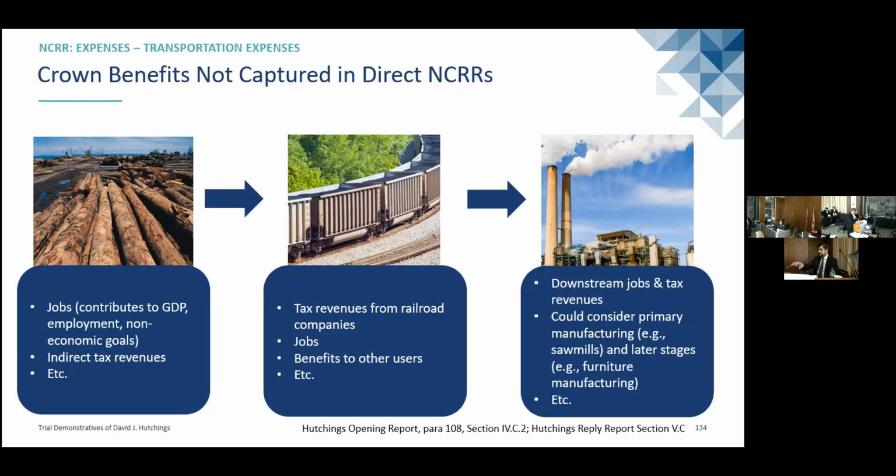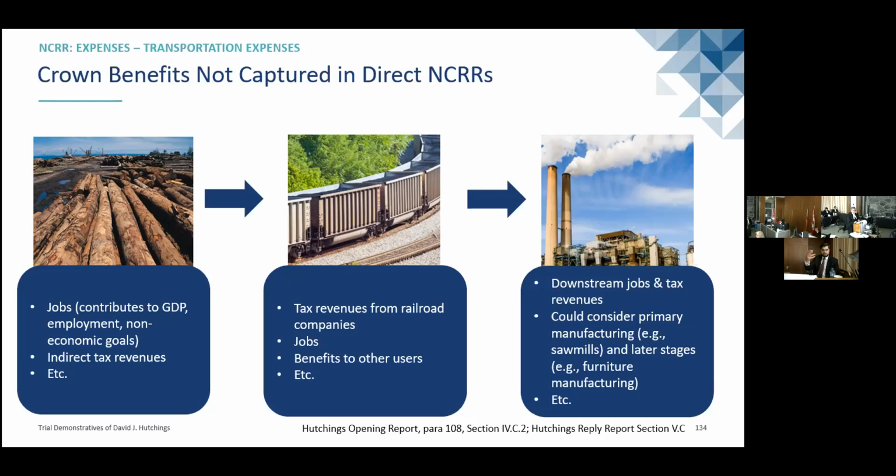Then there are downstream jobs and tax revenues as well. So additional manufacturing, etc. Each of these can provide benefits. Those benefits can be both indirect Crown revenues and the general prosperity of society. But none of those are captured in our measure of direct Crown revenues. So when we're doing that netting out we talked about earlier, there'll be an imbalance if we include all of these costs, but only some benefits.